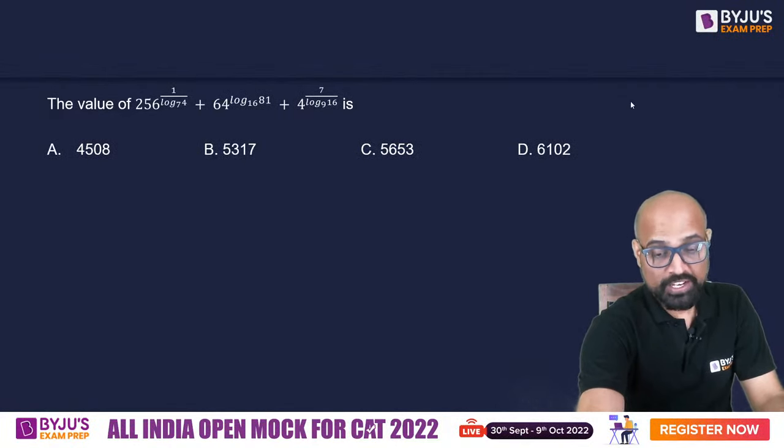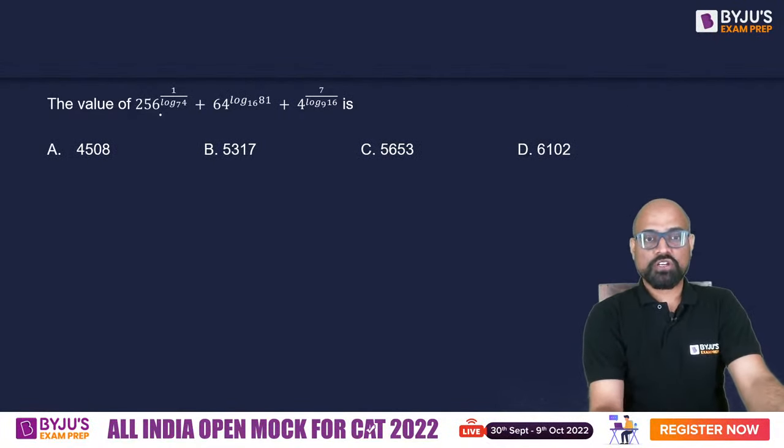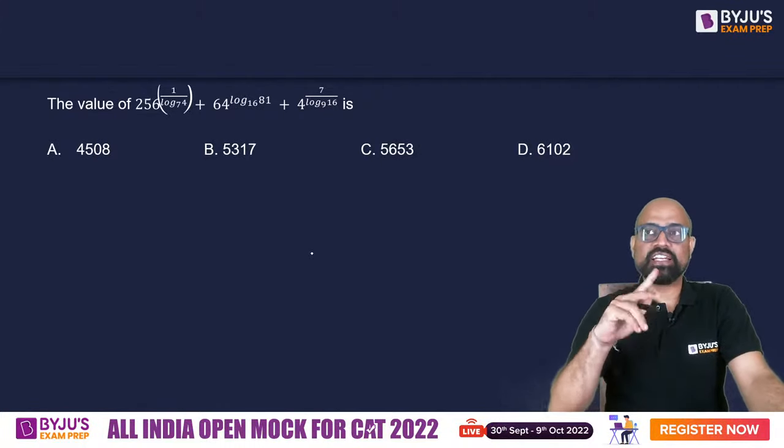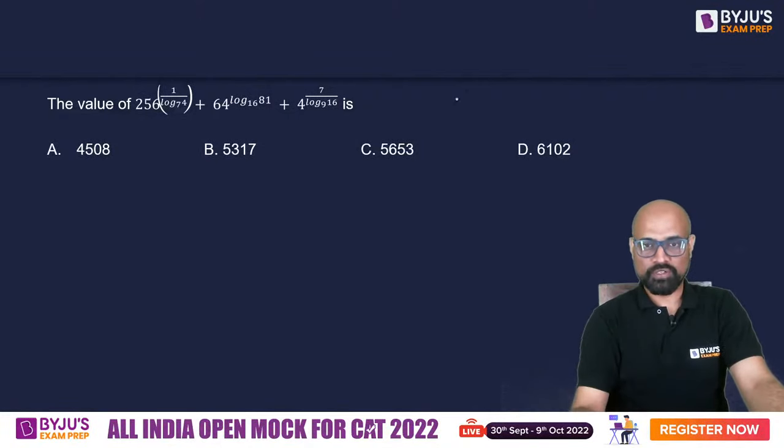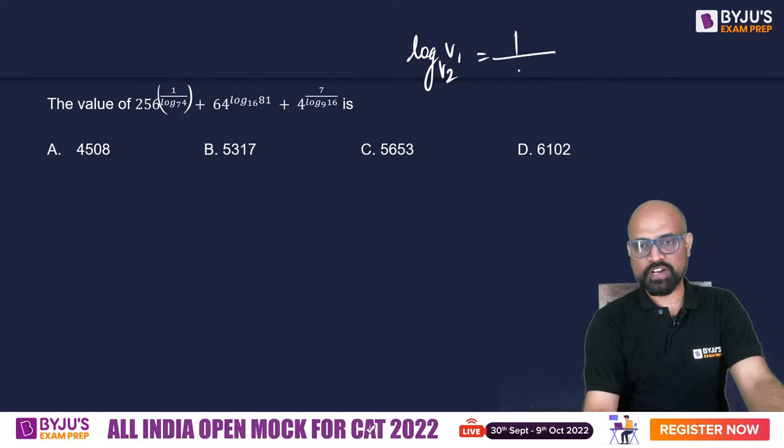Next question, again on log. What we can do is interchange the base and value. You take the reciprocal over the overall value. As in, you have log v1 to the base v2. You can write this as 1 by log v2 to the base v1, and vice versa.